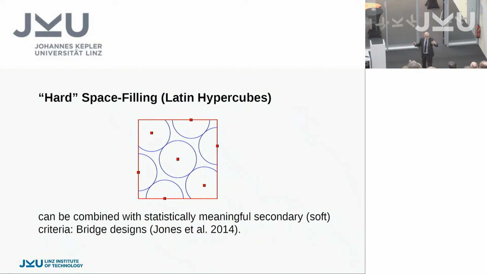which gives you the opportunity that, among all the Latin hypercube designs that you have for a specific size, you can select according to a secondary criterion, which is more meaningful, also in a statistical way. And this was proposed by Jones and others in 2014. They called these bridge designs.